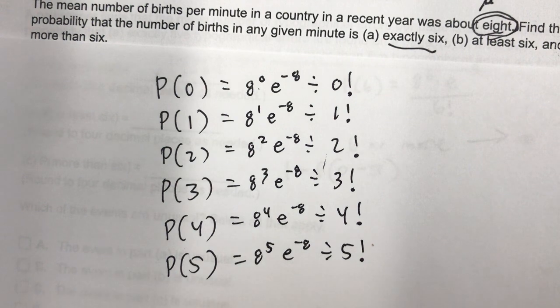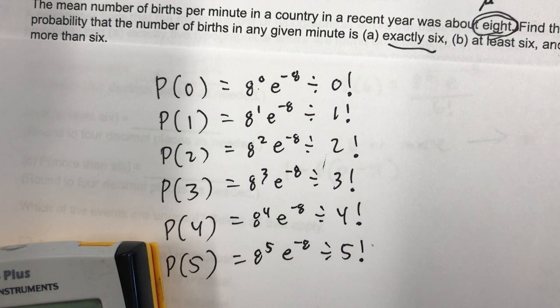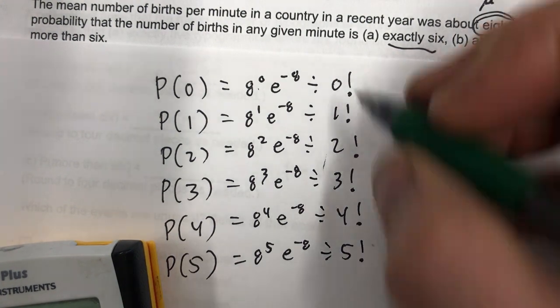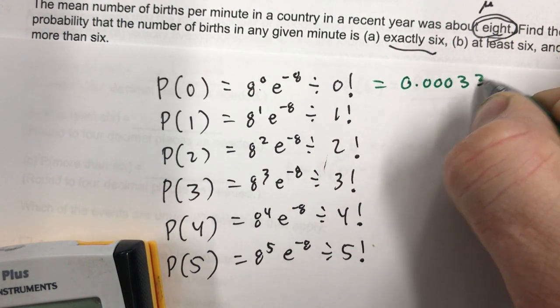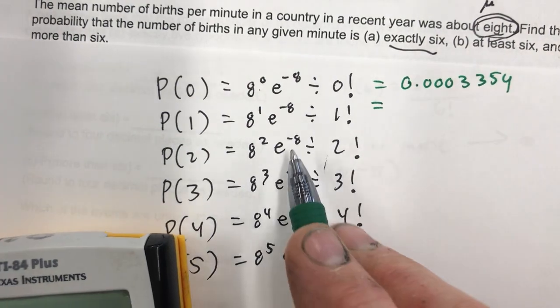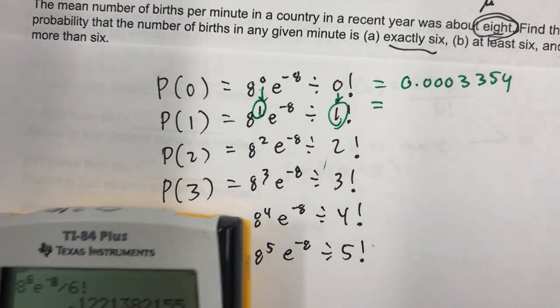And so I type all those in. Okay. I'm not going to punch this all in at one time, though, because it's going to be too many places to make a mistake. So that'd be 0. Then I have e to the negative 8 power, and then divide by 0 factorial. So I punch this in one time here. This is 0.00033354. And now what I'm going to do is I'm just going to change this 0 to a 1, and I'm going to change this 0 to a 1 in my calculator here.